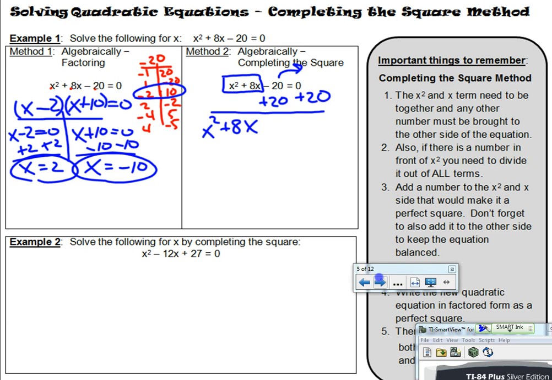All right, so I'm going to leave a little space right here, because what I have to do is figure out what can I add to that side to make that a perfect square. Now that 20 is out of the way, I can just have them off to the side. So again, what do I need to add to make that a perfect square?